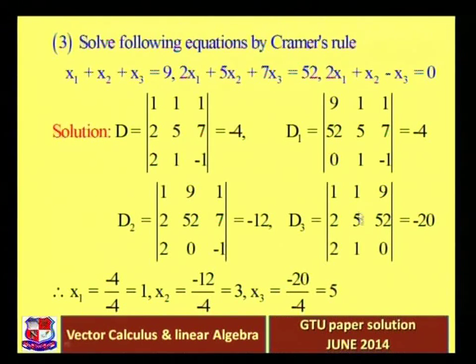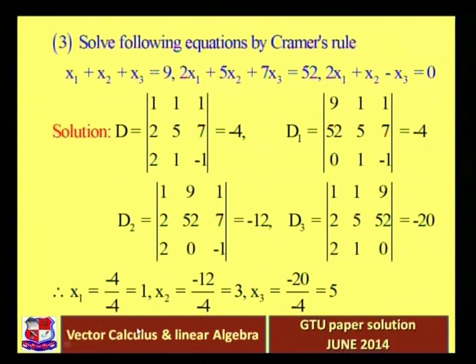The first and second columns are as they are: 1 2 2 1 5 1, and then instead of the third column we have 9 52 0. So that is equal to minus 20.